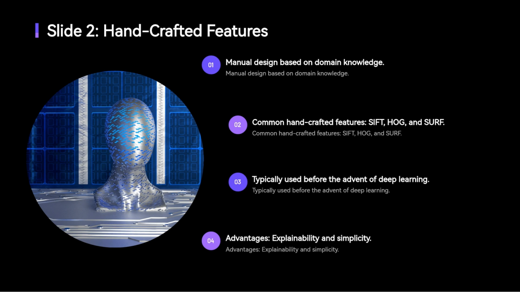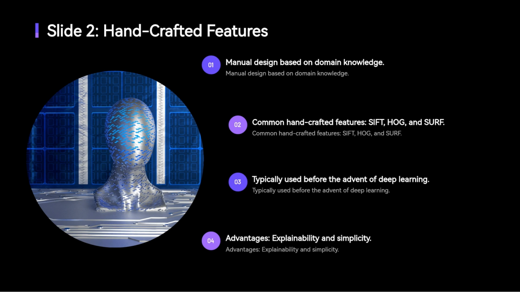Handcrafted features include methods like SIFT, scale invariant feature transform, HOG, histogram of oriented gradients, and SURF, speeded up robust features. SIFT extracts distinctive key points in images by detecting stable regions of interest that are invariant to scale, rotation, and affine transformations. These key points are used to match images and recognize objects.